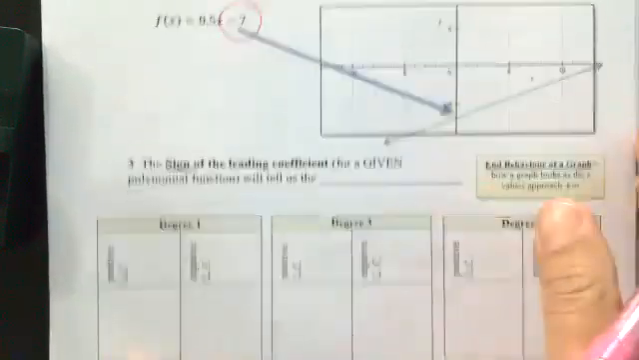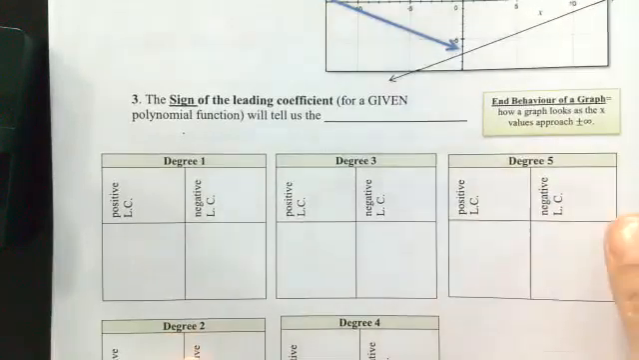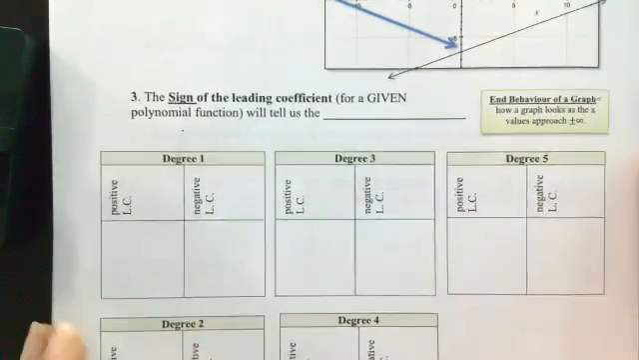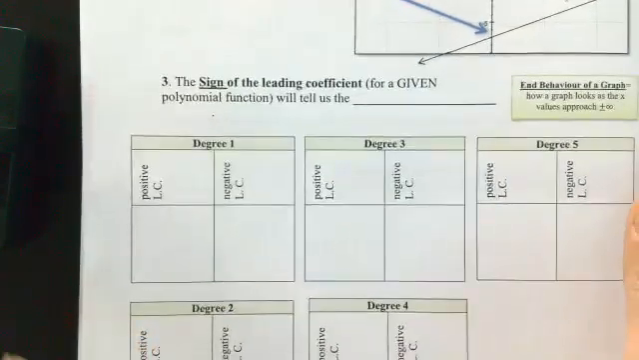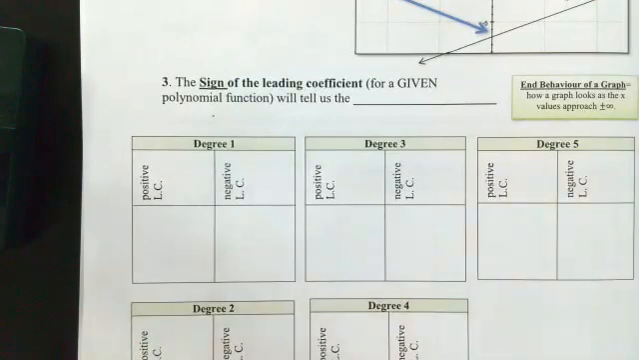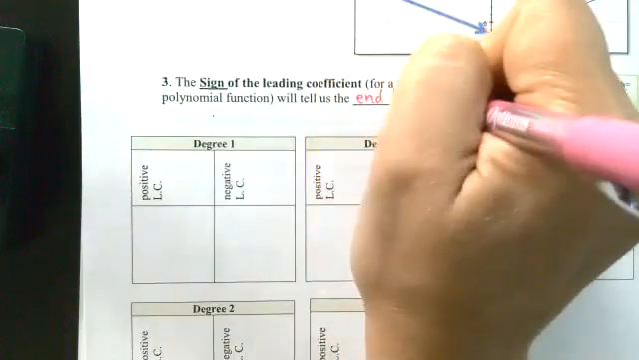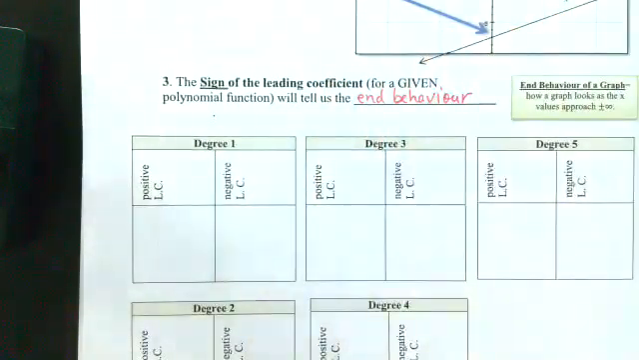Okay, and the last piece is going to be the sign of the leading coefficient for a given polynomial function. This is going to complete our idea of shape and direction. We call this shape and direction the end behavior of the graph: how the graph looks as x gets really, really large and as x gets really small. So it will tell us the end behavior of our functions.